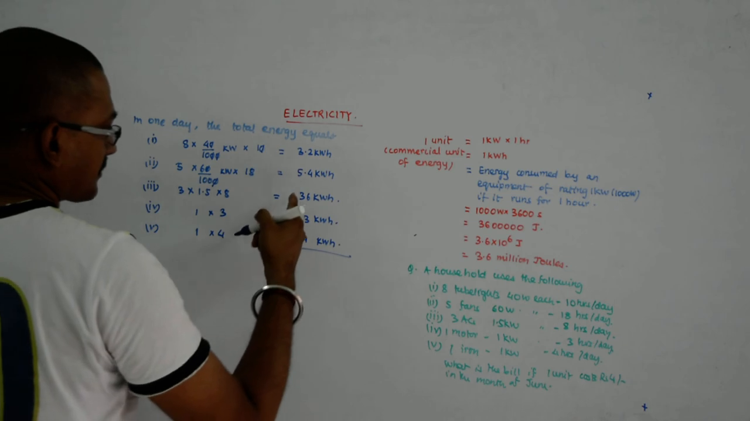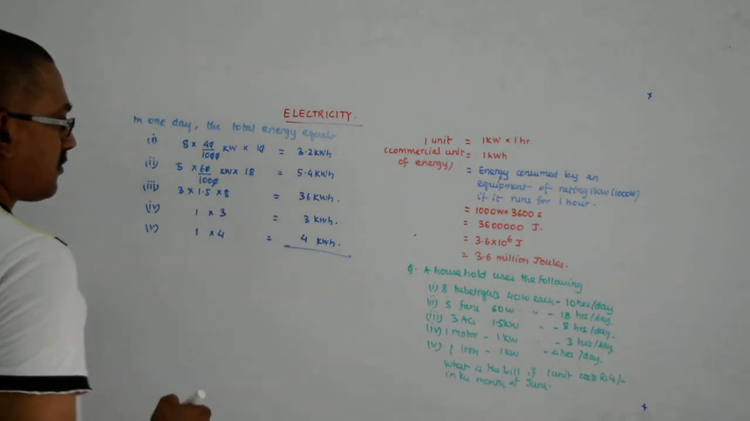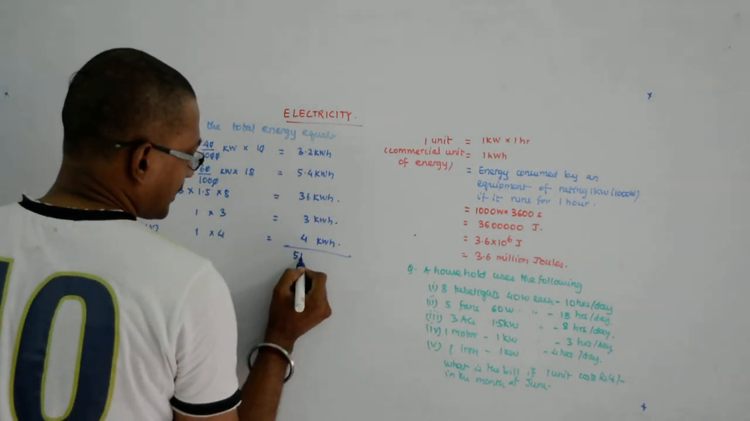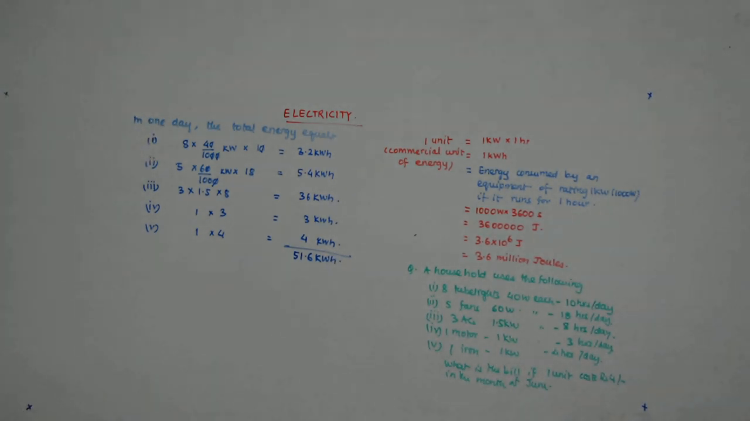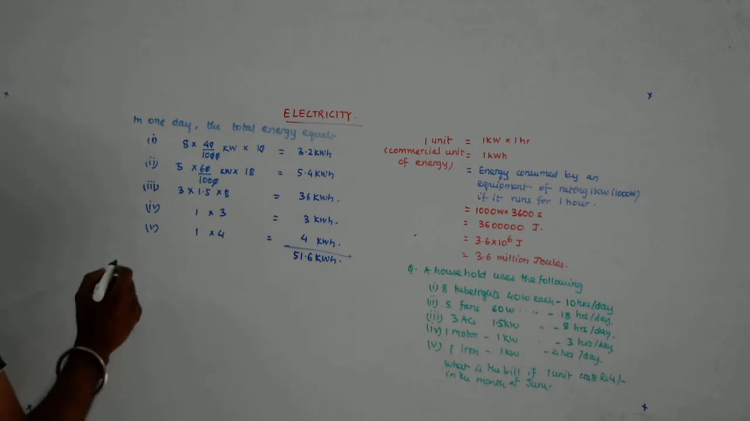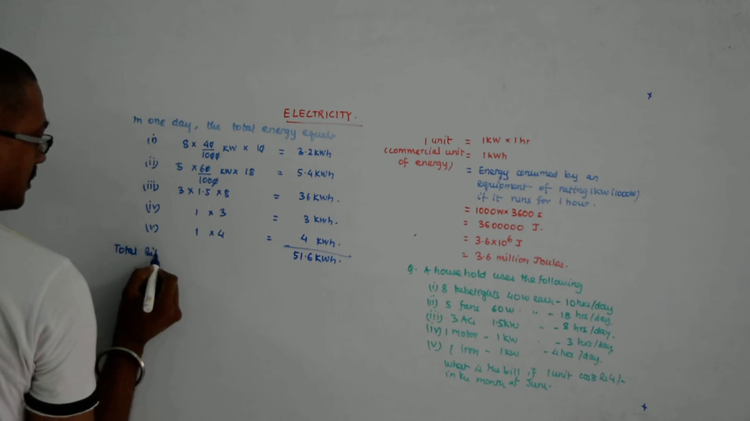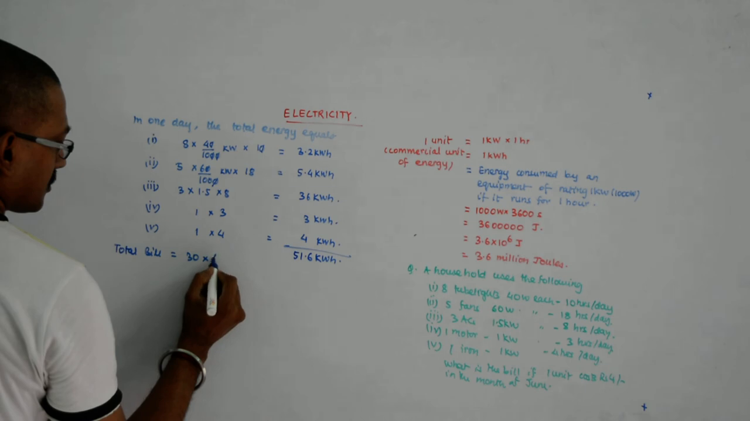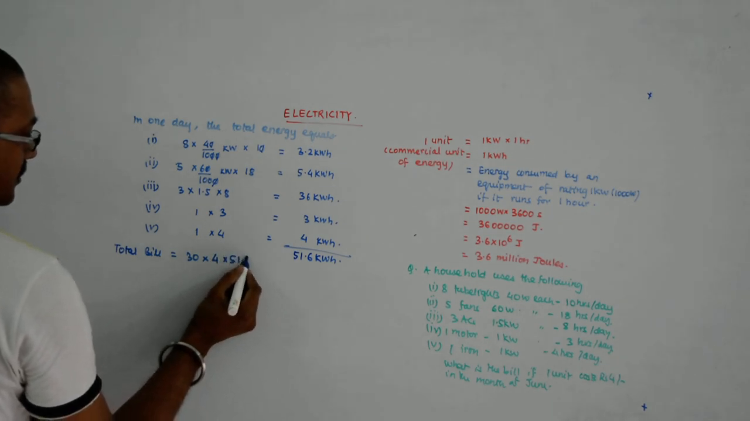Sum them, 43, 48.4, so it is 51.6 kilowatt hours. And in the month of June, you have 30 days. So, total bill is equal to 30 into 4 into 51.6.